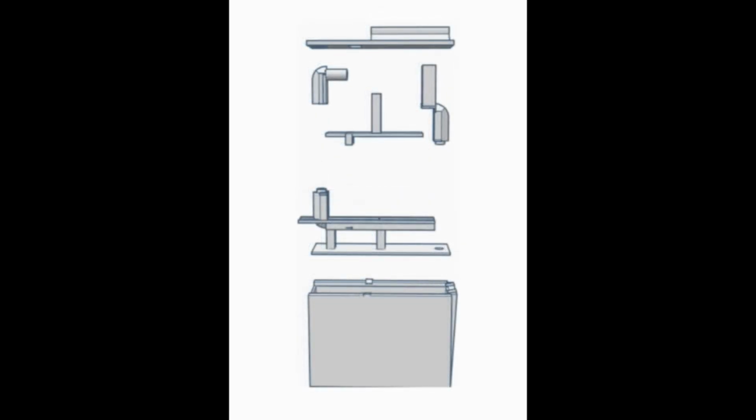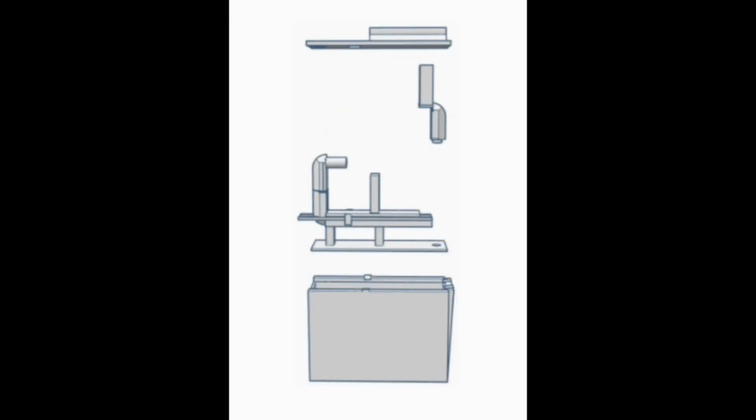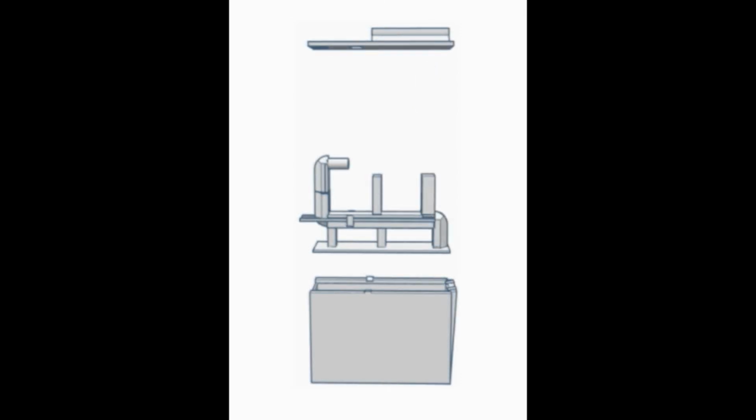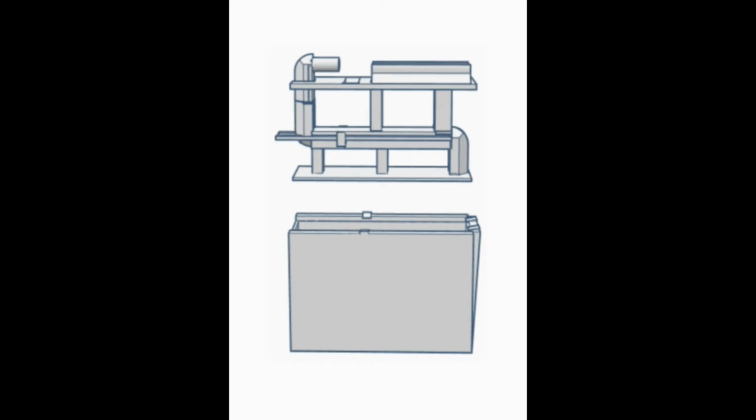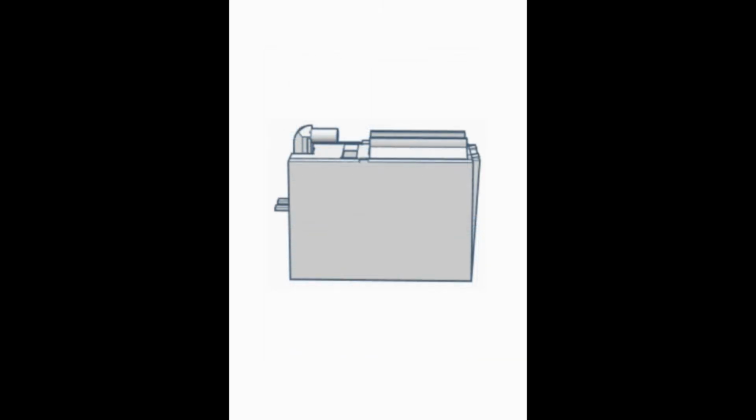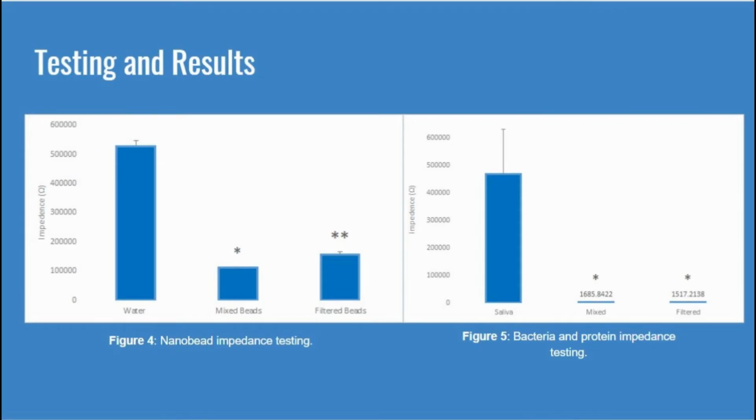So as you can see, we first attached the channel to the top of the reservoir tank, then we attached the lid of the channel. Now we're attaching the 90-degree turn from the nanofilter to the channel, the reservoir tank, the syringe holder, and now the whole device into the casing.